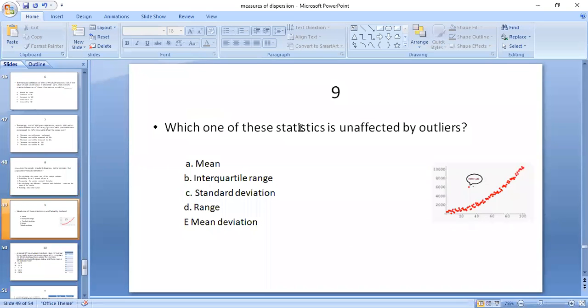Which one of these statistics is unaffected by outliers: mean, interquartile range, standard deviation, range, or mean deviation? Which will remain unaffected by the outlier? It is the interquartile range. The interquartile range will remain unaffected by the outlier.